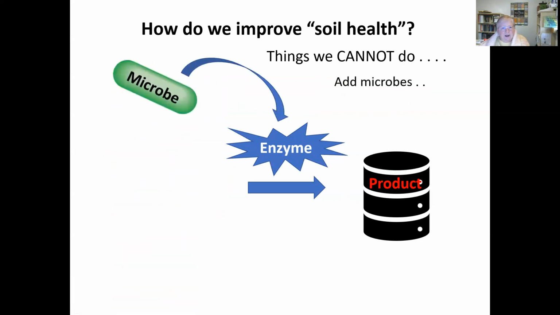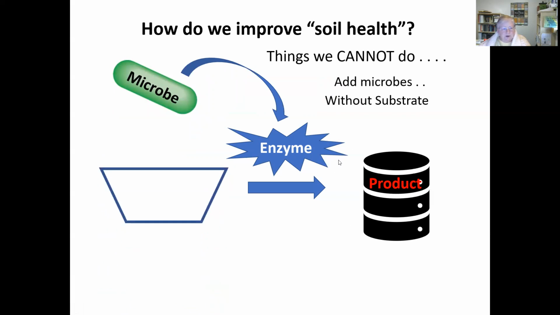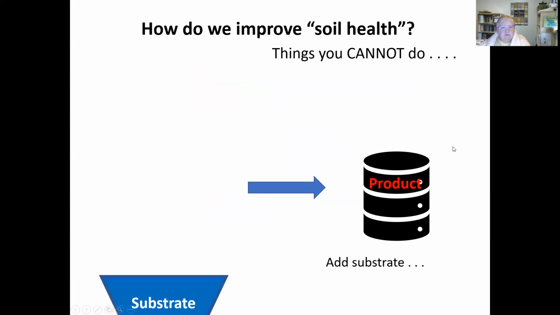Another thing we cannot do, we can't add microbes without substrate. The microbes will make the enzyme, but most of the time the microbes make the enzyme in response to the presence of the substrate. Without any substrate, the microbes are not going to make the enzyme. So you won't get any of the product you need to improve or boost plant productivity.